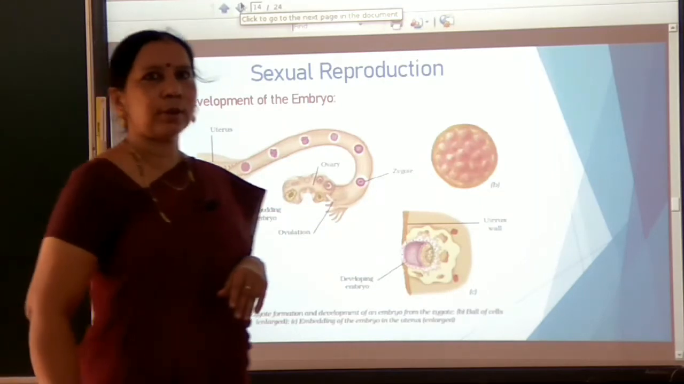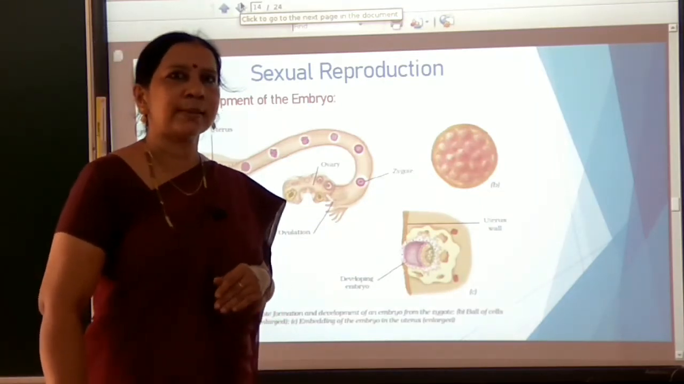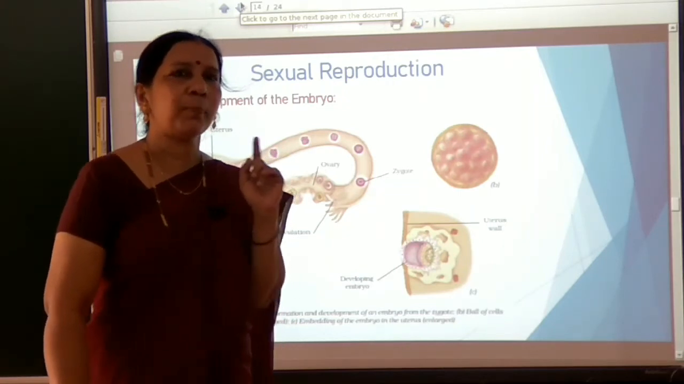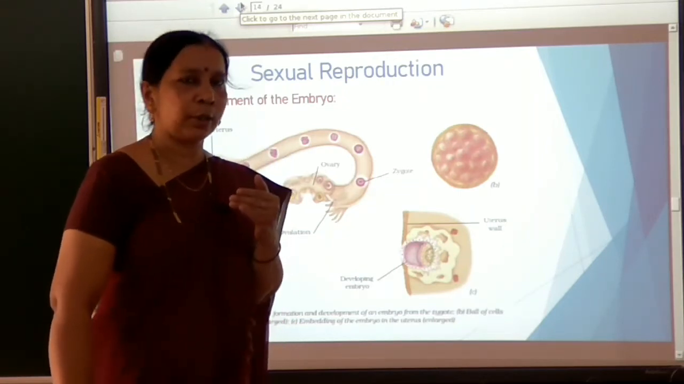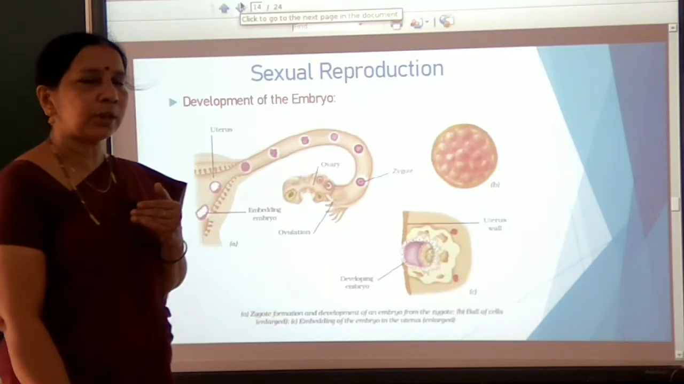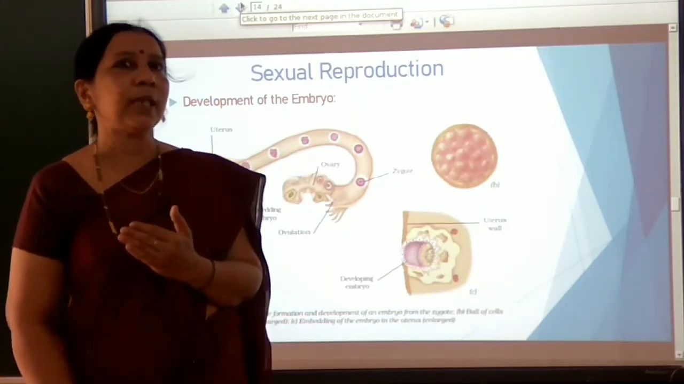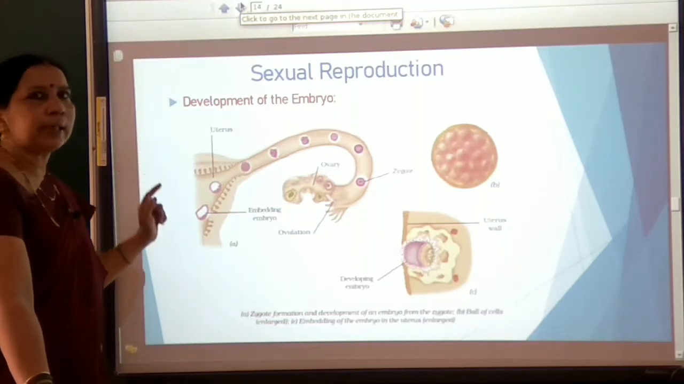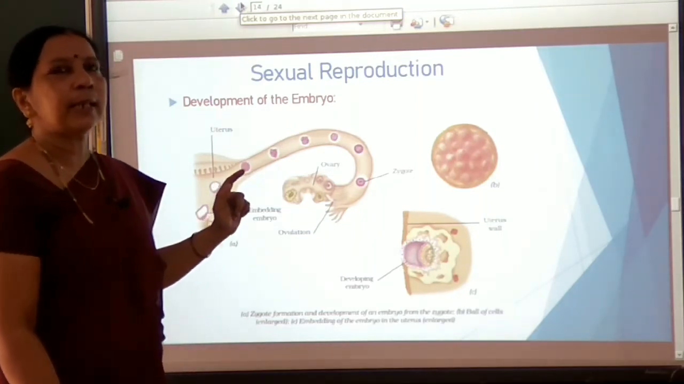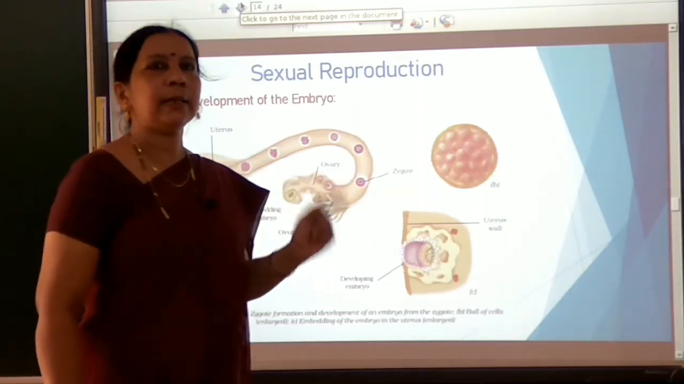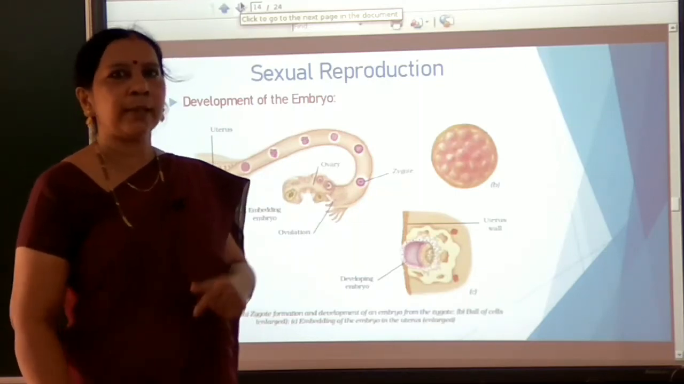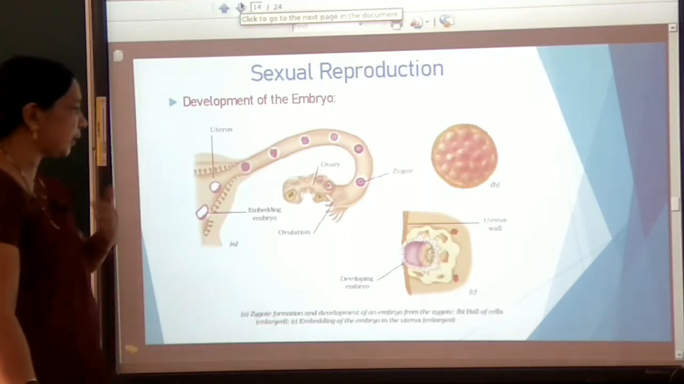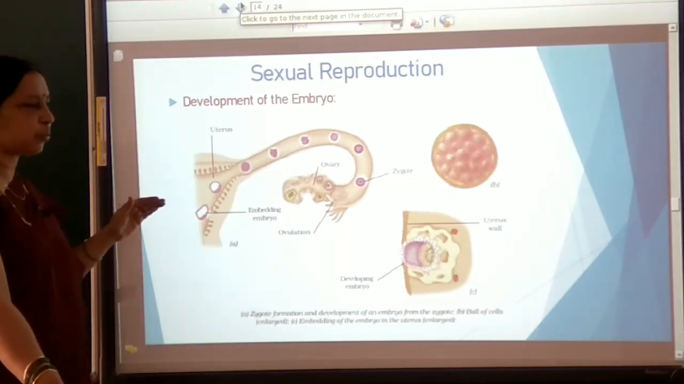Now let us try to understand the development process in human beings. So far you have learnt how the development takes place in a hen's body. Internal fertilization takes place, but the development takes place outside the body. But in human beings, fertilization takes place inside the body of the female, and development also takes place inside the body of the female.